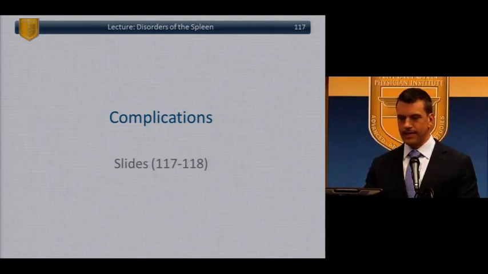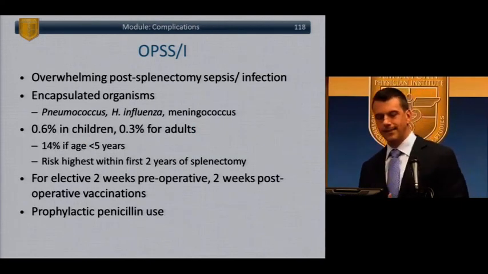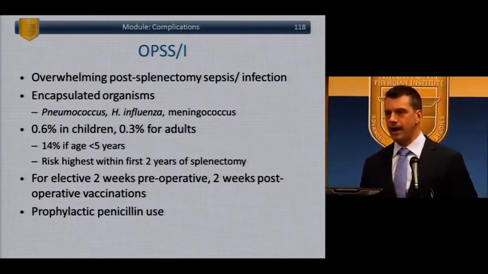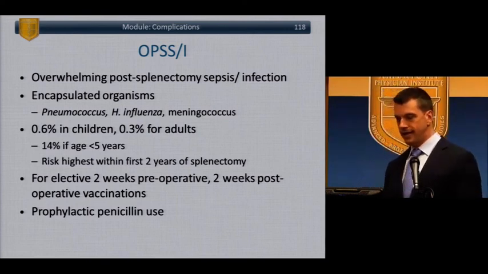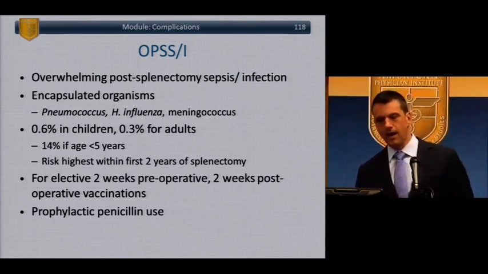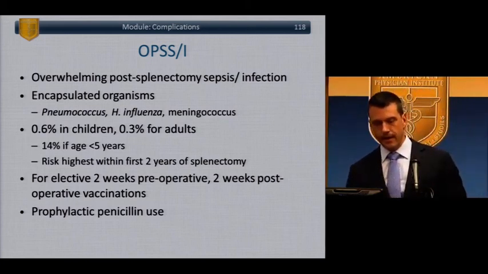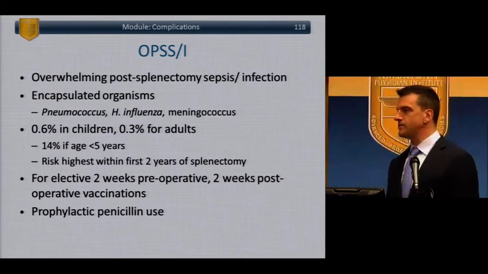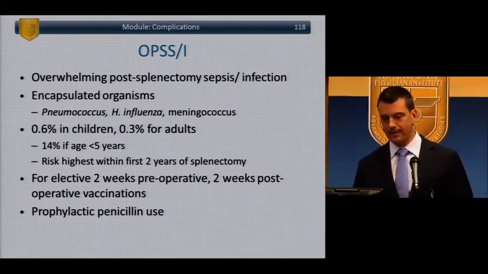So looking at these complications, OPSI is due usually to encapsulated organisms. Remember, the opsonization and properdin and tuftsin are attached to the capsules of these organisms, and then the immune system is able to better fight them and find them with the white cells. These are pneumococcus, H-flu, and meningococcus. All of these have vaccines available. The rate is higher in children than in adults, and it can be even higher if under 5 years. Its highest risk is in the first 2 years after splenectomy.